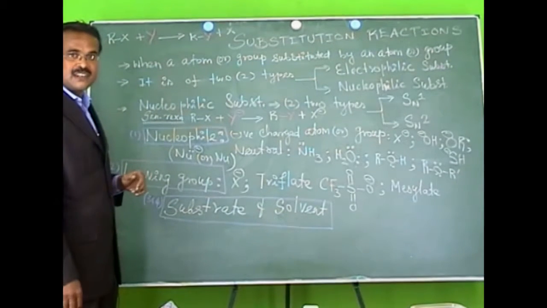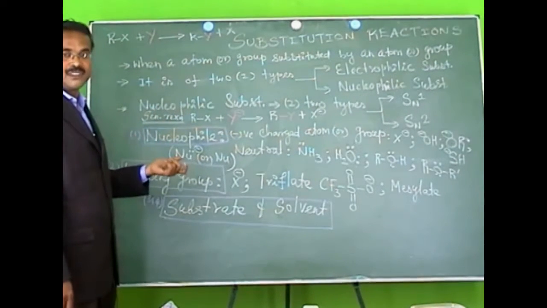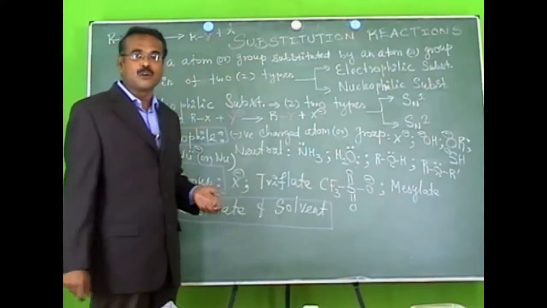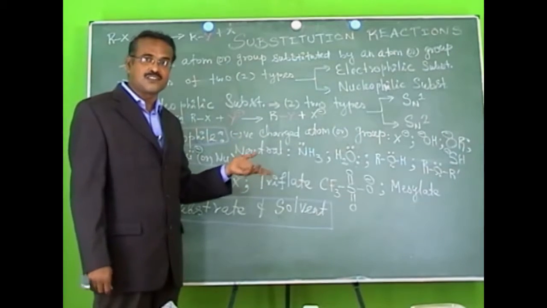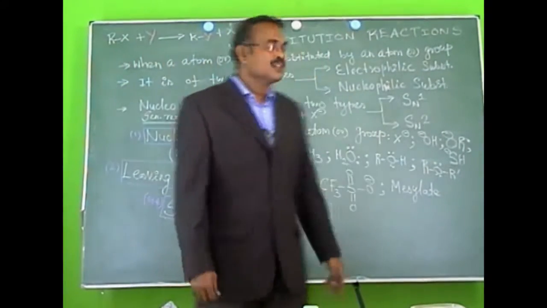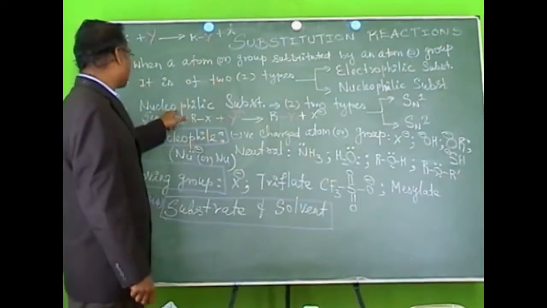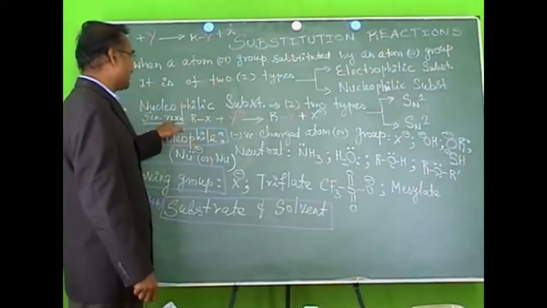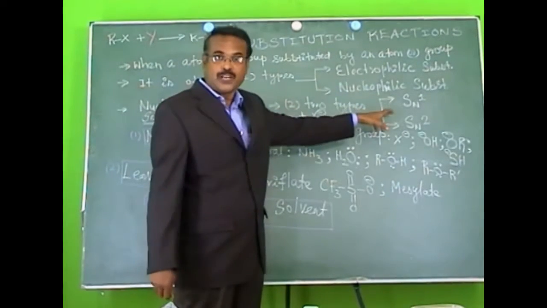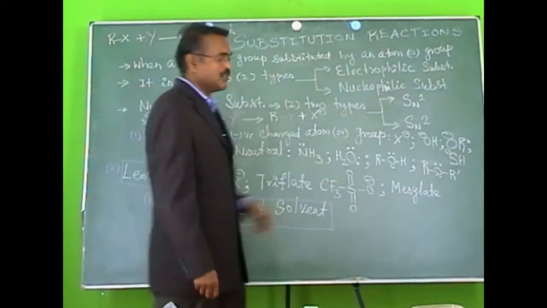In a nucleophilic substitution reaction, a nucleophile is involved. All of you are familiar with the nucleophile. What is a nucleophile? A nucleophile may be a negatively charged species, or a neutral atom or neutral group. Based on the nature of the nucleophile and substrate, the substitution reactions are again classified into two types, SN1 and SN2.